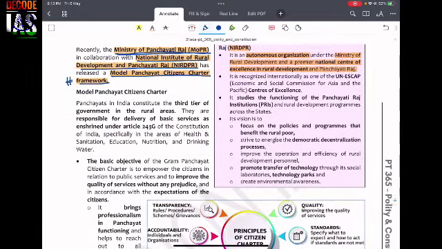Now let us understand what this charter is all about. First thing first, Panchayat system in India constitutes the third tier of the government in the rural areas. The Panchayat is responsible for the delivery of basic services which are enshrined, services which are mentioned in Article 243G. That means all the services mentioned in Article 243G, delivering those services, applying them, or their application, is the responsibility of the Panchayat system, Panchayat Raj institutions. Now, it includes issues like health, sanitation, education, nutrition, drinking water, so on and so forth.